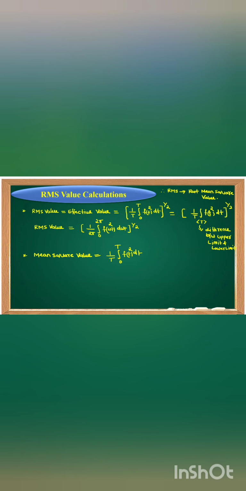Now you have to concentrate. For example, if i(t) is a periodic function, how to calculate power dissipation? P(t) equals i(t) whole square into R. This gives the instantaneous power dissipation.